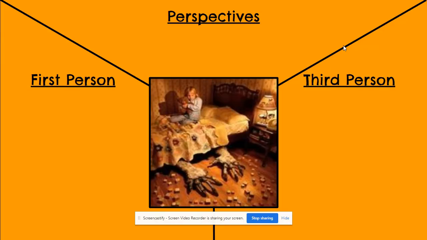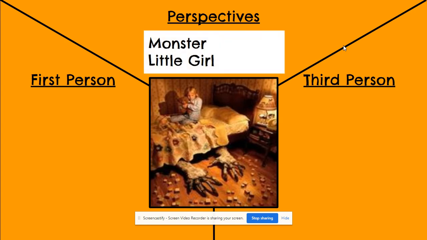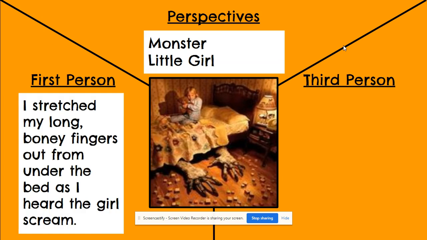Let's try another one. So in this picture, you have two different perspectives. You have the monster and the little girl. If we are going to write about this from first person, from the point of view of the monster, you might say, I stretched my long, bony fingers out from under the bed as I heard the little girl scream.